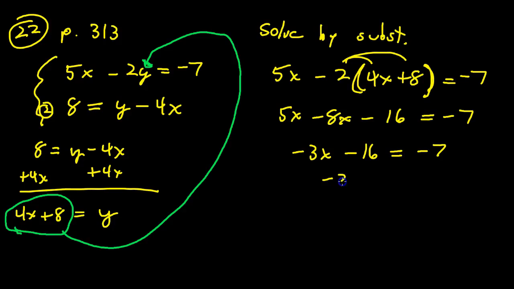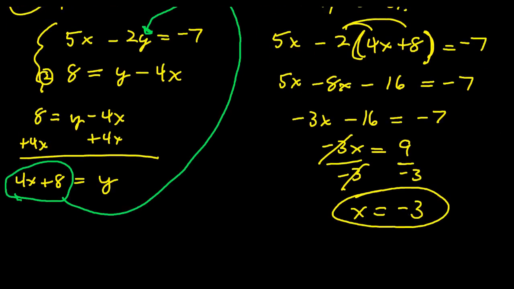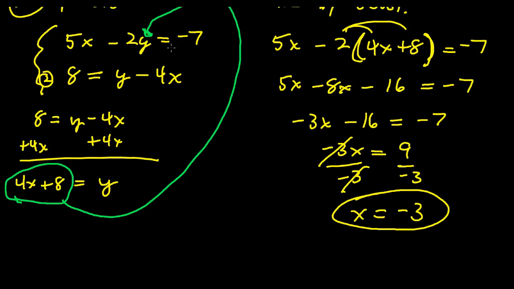If I add 16 to both sides, well, 16 minus 7 is, of course, 9. And if I divide both sides by -3, the -3's cancel on the left, and I'll get x equals 9 over -3, which of course reduces to -3. So I know in our solution that x has to be -3, and now I'll plug in that value of -3 for x again in either equation here and solve for the remaining y variable.